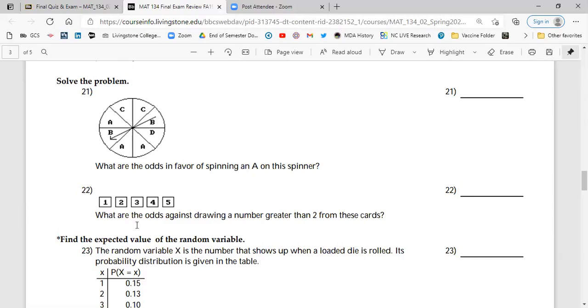Alrighty. What are the odds against drawing a number greater than 2? Well, there's 3 that are greater than 2. It's 3, 4, and 5. So the odds in favor of a number greater than 2 is 3 to 2. So odds against would be 2 to 3. You would flip it.